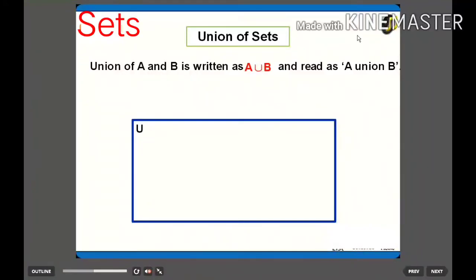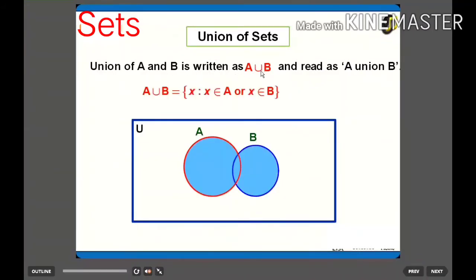Look here, students, we already started this topic, and in continuation of this topic we will do the union of sets. Union of A and B is written as A union B. We write this symbol, A union B, and we read it as A union B. A union B is equal to {X such that X belongs to A or X belongs to B}, meaning any element that is present in A or in B will be in A union B.